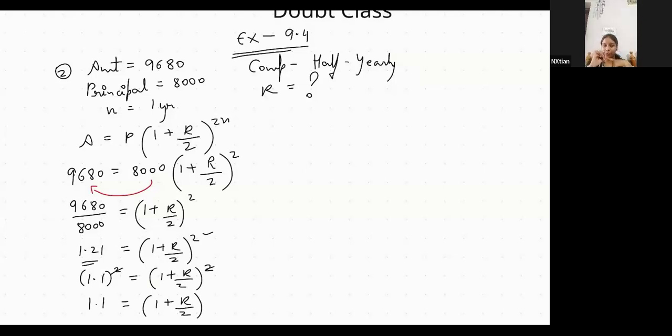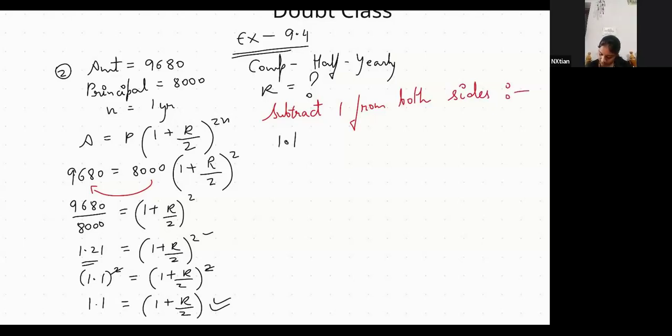Now there is one step, guys, that we have to follow when we are calculating the r. When we have such a value, one step that we need to follow is to subtract 1 from both sides. To get the value of r, we need to subtract 1. Ma'am, that equals 0.1 equals r by 2. Yes, that's right. So 1.1 minus 1 equals 1 plus r by 2 minus 1. So plus 1 and minus 1 I can cancel, and 1.1 minus 1 is 0.1. So 0.1 equals r by 2.